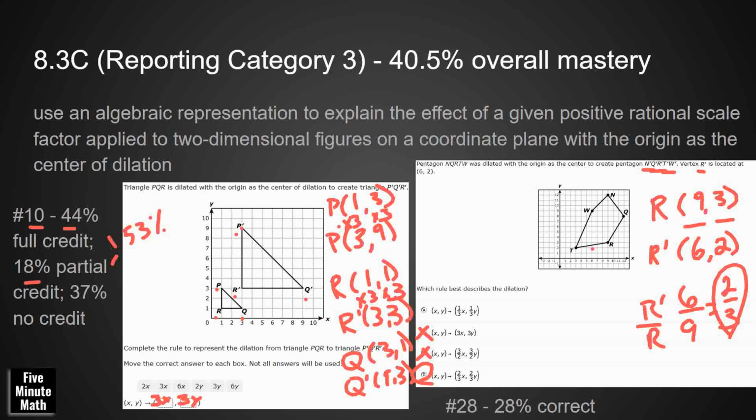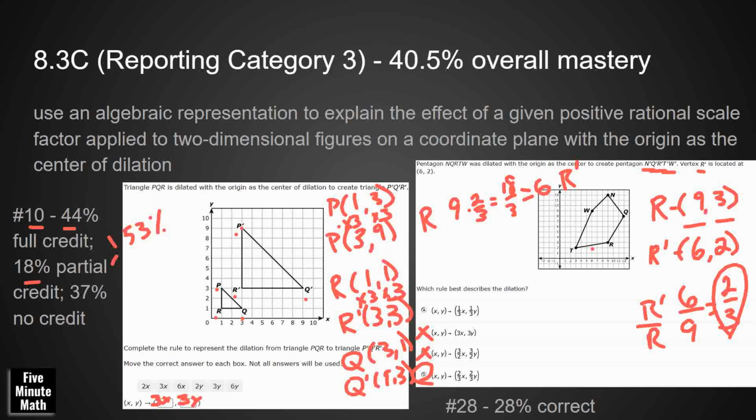Now, if we want to verify, we just take our R, so that's going to be 9. Let's multiply it by what we think the scale factor is. 9 times 2/3 is going to be 18/3, which equals 6. So R of 9 turns into R prime of 6 for the x value. The same thing is going to work with the 3 going down to the 2. So that is our answer D.